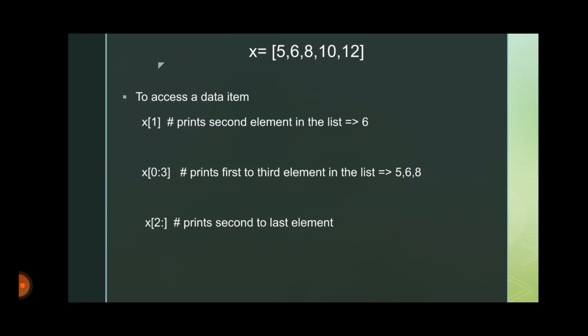Another method, if you want to retrieve a set of values. First one, x[0:3]. That is, we are accessing values with index 0 to n minus 1. That is, the values accessed are index 0 to 2. When we specify 0 to 3, it will give the values at index 0 to 2. That is 5, 6, 8. 8 is the value with index 2, that is n minus 1. For x[0:n], n minus 1 values get accessed.